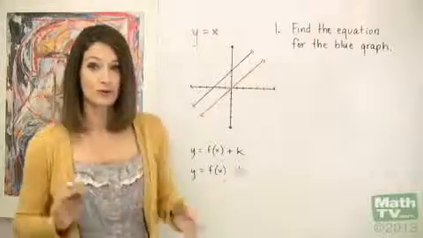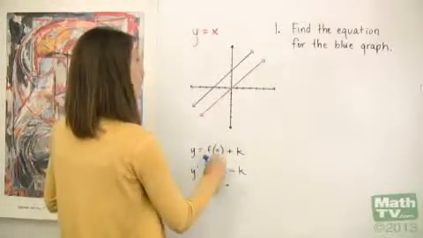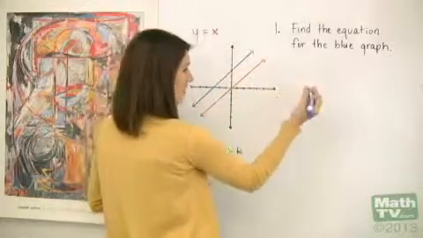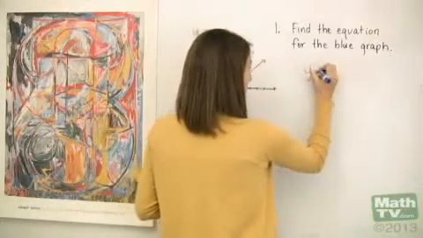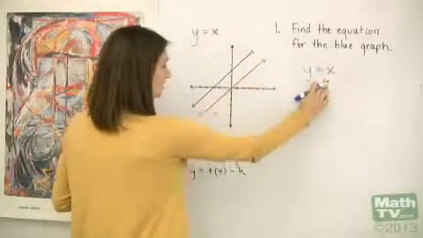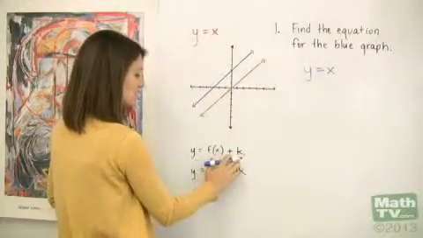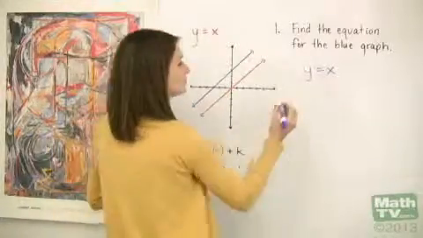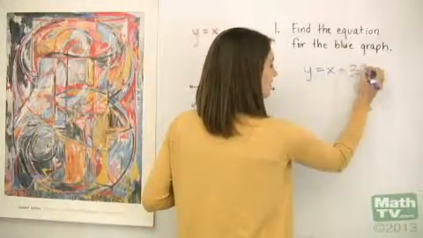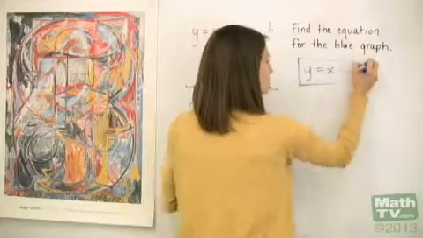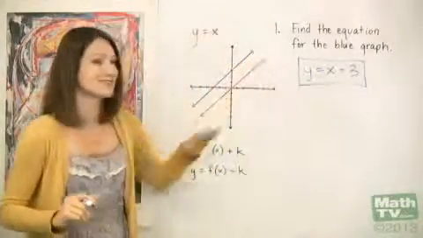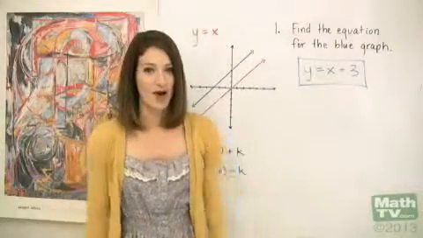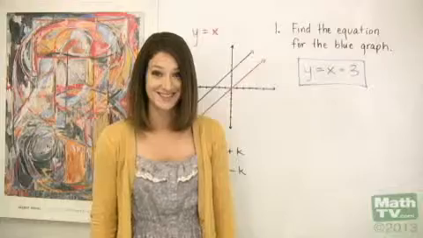And according to our rule for vertical translations, we can rewrite the original equation and make it represent our blue line. So we have y equals x as our original equation, and the rule for vertical translation said that we add the number of units that this graph has been moved up, which is 3. So y equals x plus 3 is the equation that represents this blue line. So now let's move on to our next problem, and we're going to talk about horizontal translations.